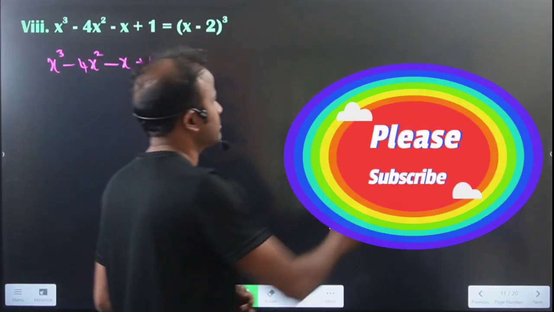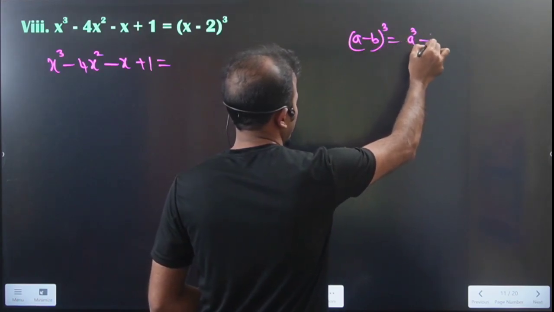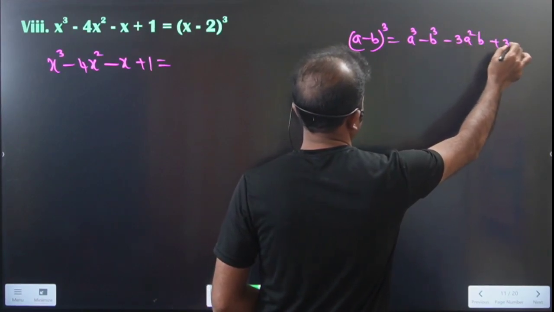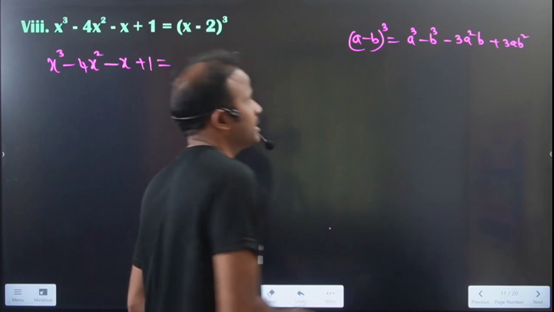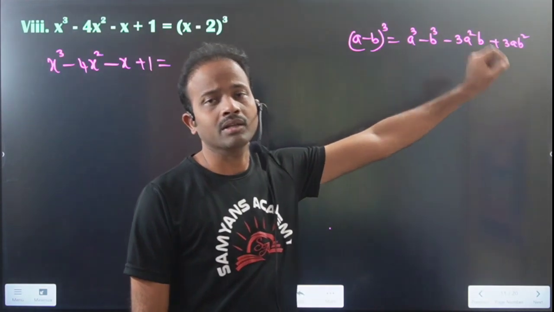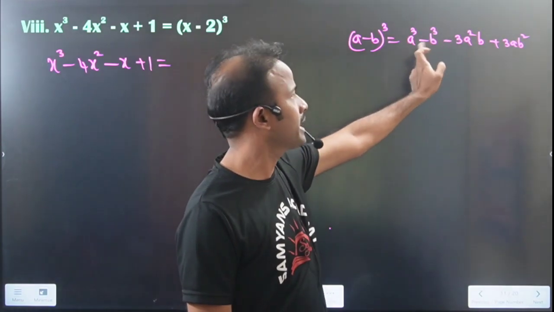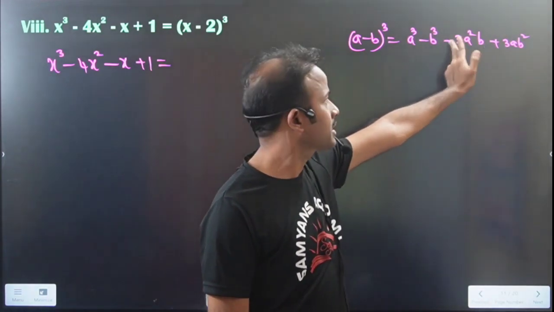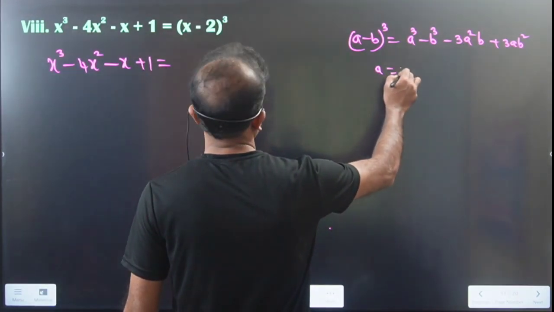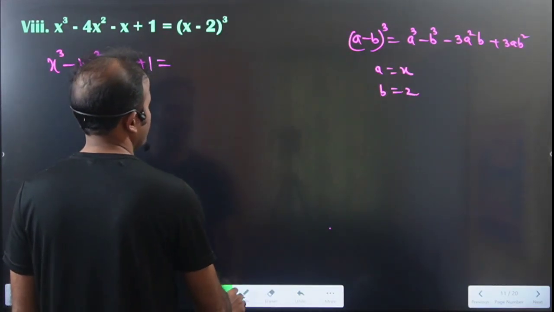Do you know the formula of (x minus 2) whole cube? I am writing here (a minus b) whole cube equal to a cube minus b cube minus 3a square b plus 3ab square. Where b is odd power there is a negative sign. For example, here b power 3 is an odd power so minus came, and b power 1 is an odd power so minus came, plus 3ab square. Let us say a value is x and b value is 2. Okay, so now you do this.